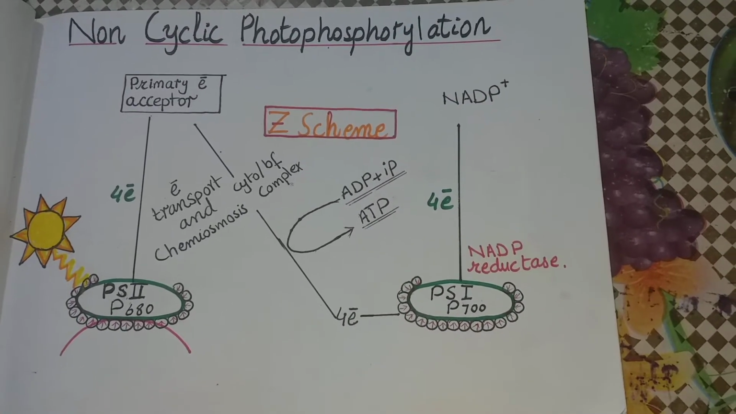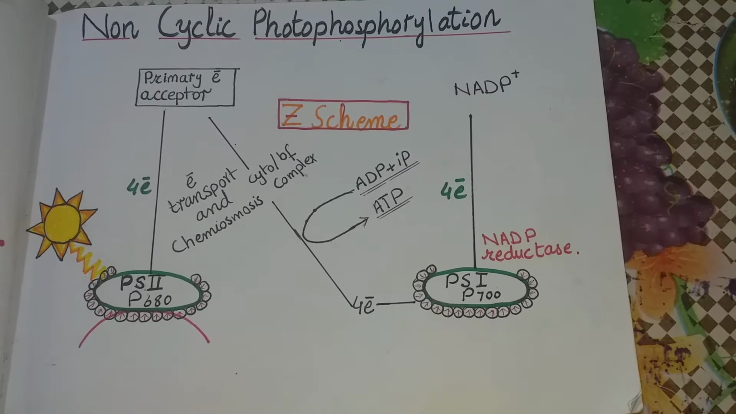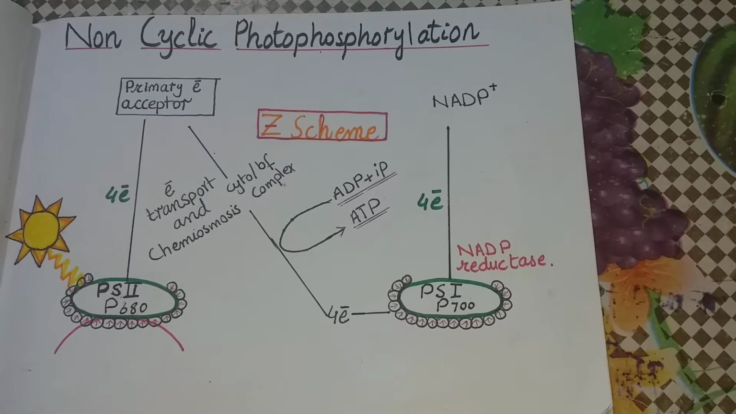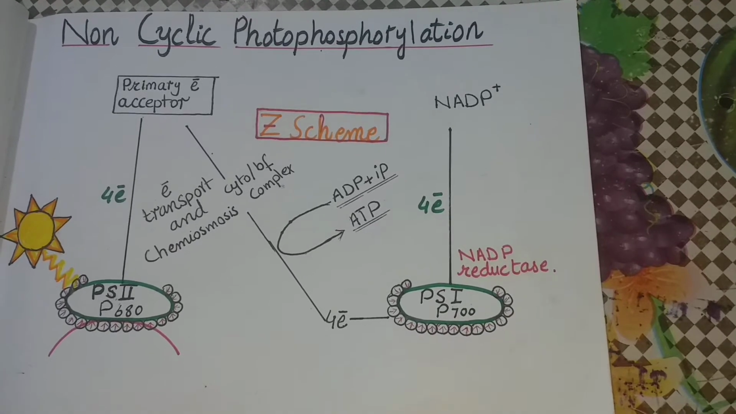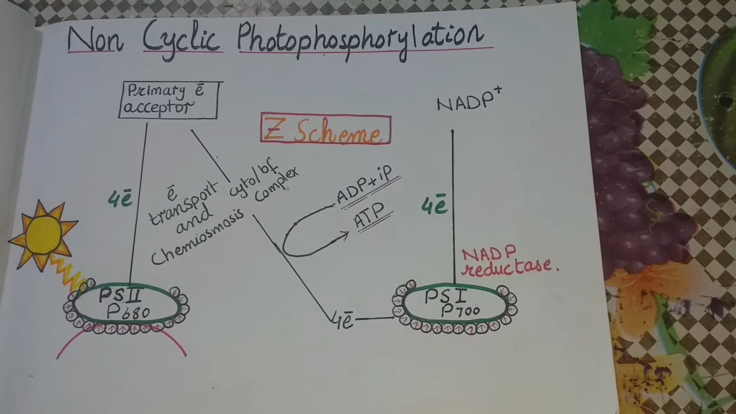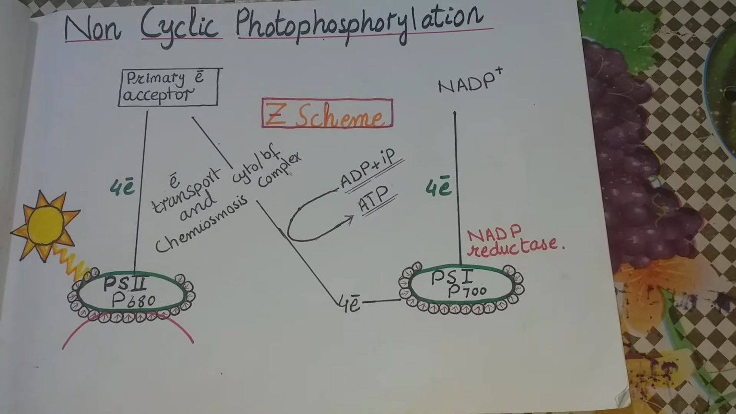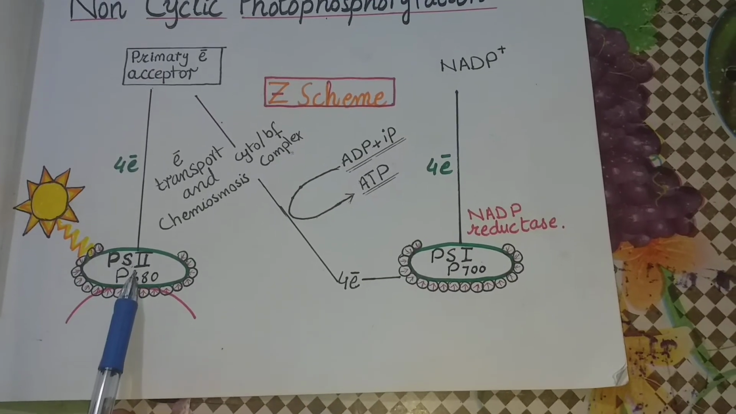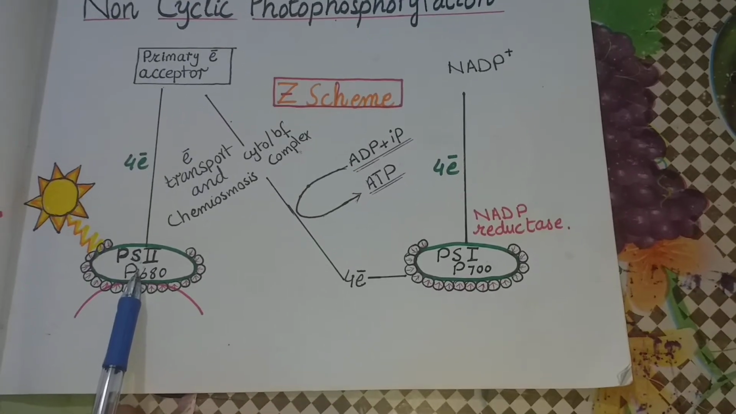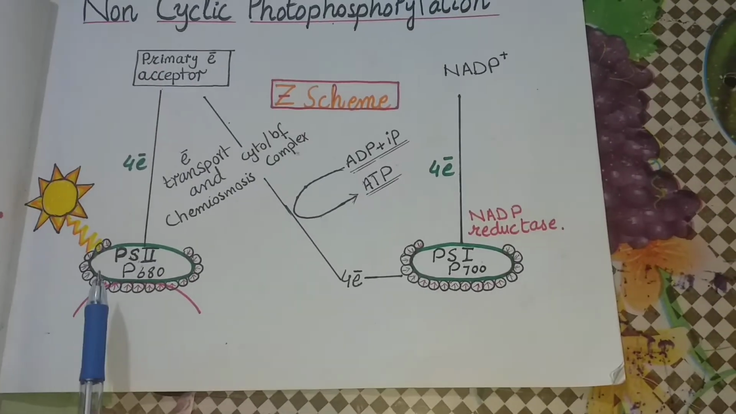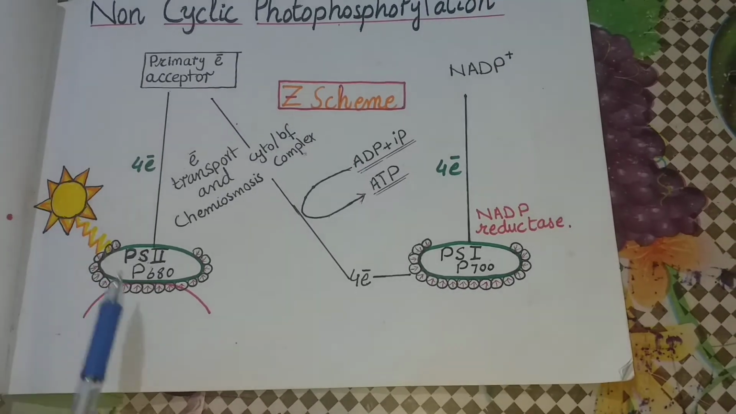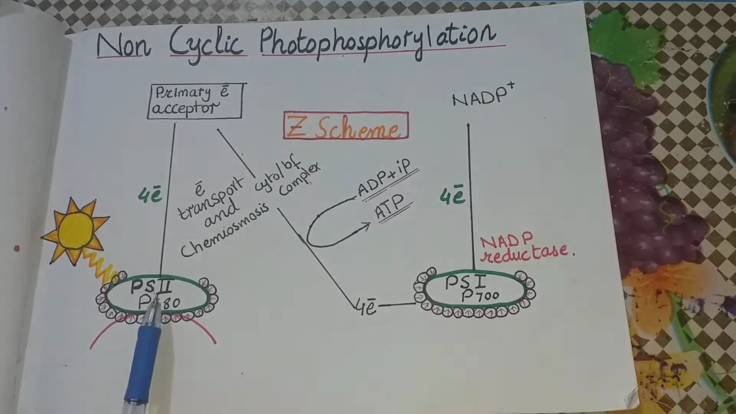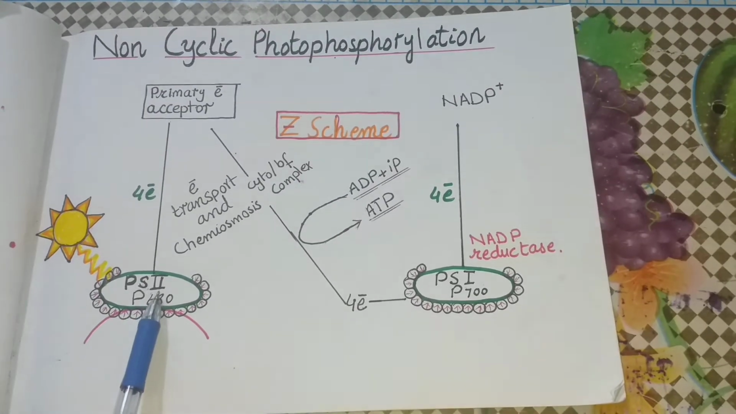As I have told you, in non-cyclic photophosphorylation both systems, PS1 and PS2, work together. They help each other. You have to remember that the light reaction always starts with PS2. I have told you before what PS1 and PS2 are. You should keep all these things in your mind. So the light reaction, or non-cyclic photophosphorylation, starts with PS2.